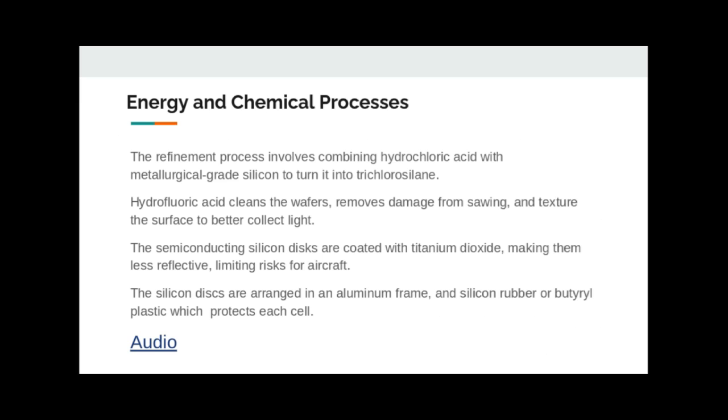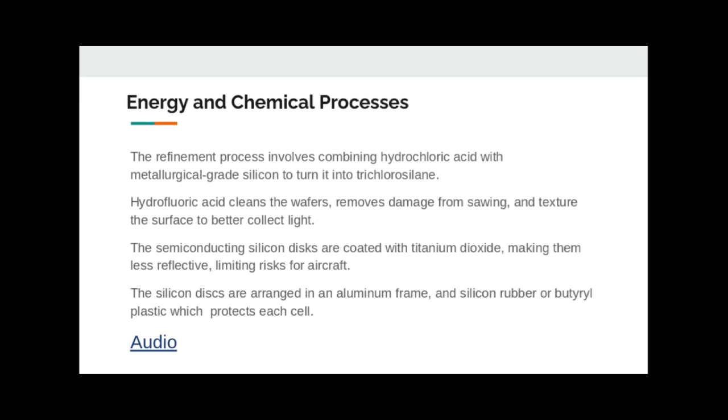Energy and chemical processes. There are several processes that go along with those before getting to manufacture. Purification processes involve combining hydrochloric acid with metallurgical grade silicon to turn it into trichlorosilane. Hydrofluoric acid cleans the wafers, removes damage from sawing, and textures the surface for better collecting of light.